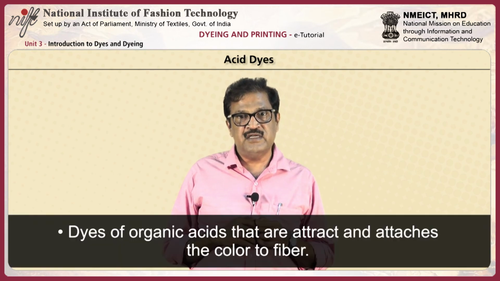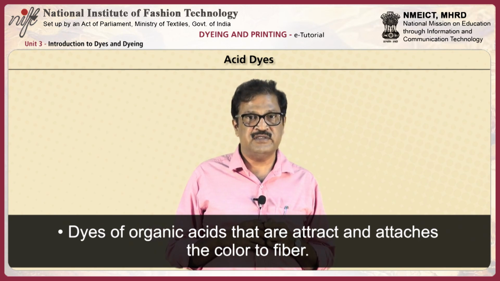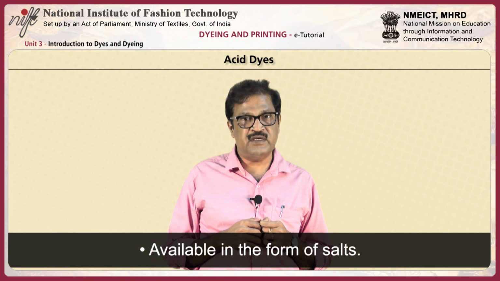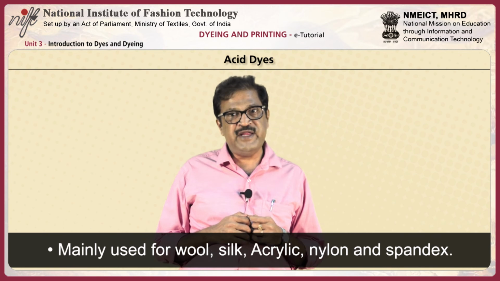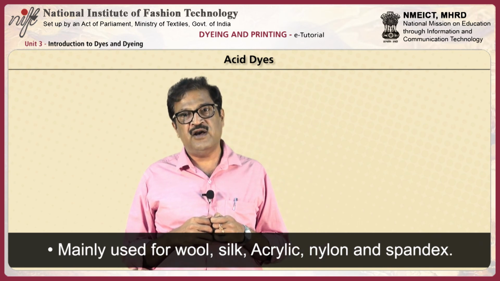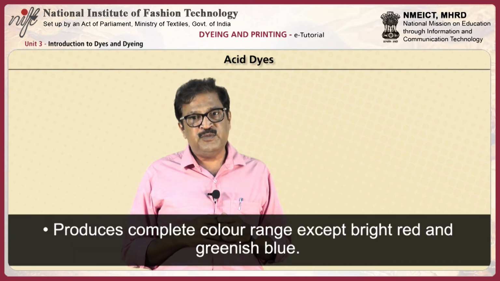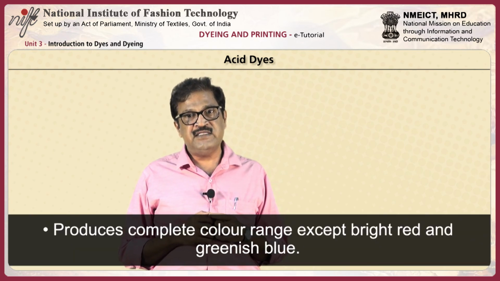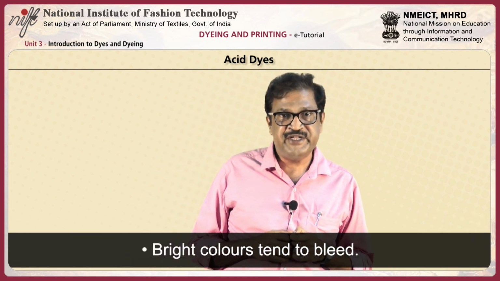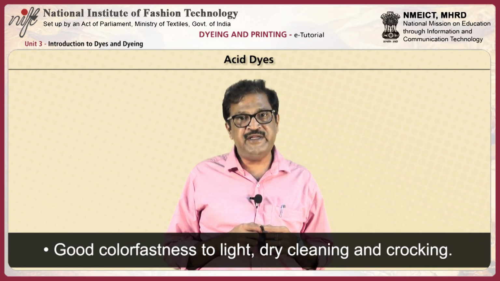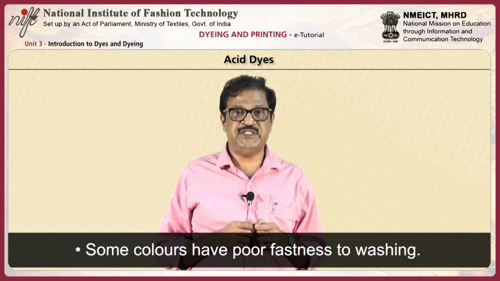Acid dyes. Dyes of organic acids attract and attach the color to the fiber. They are available in the form of salts, are water soluble and are applied in an acid medium. They are mainly used for wool, silk, acrylic, nylon and spandex fibers. Acid dyes produce a complete color range except bright red and greenish blue. Bright colors tend to bleed. They have good color fastness to light, dry cleaning and cracking. Some colors have poor fastness to washing.